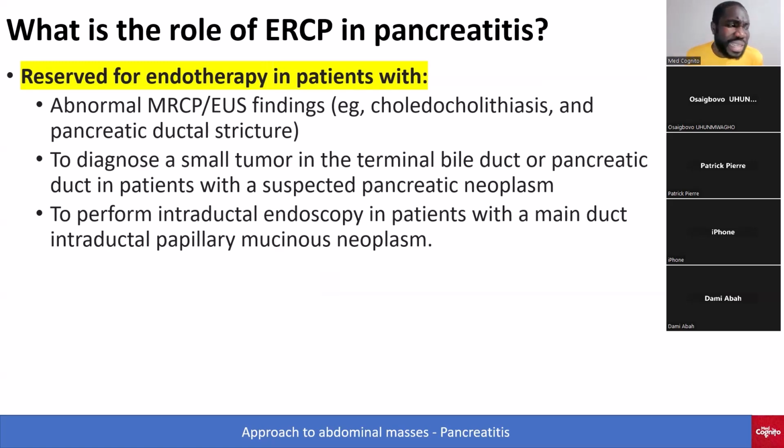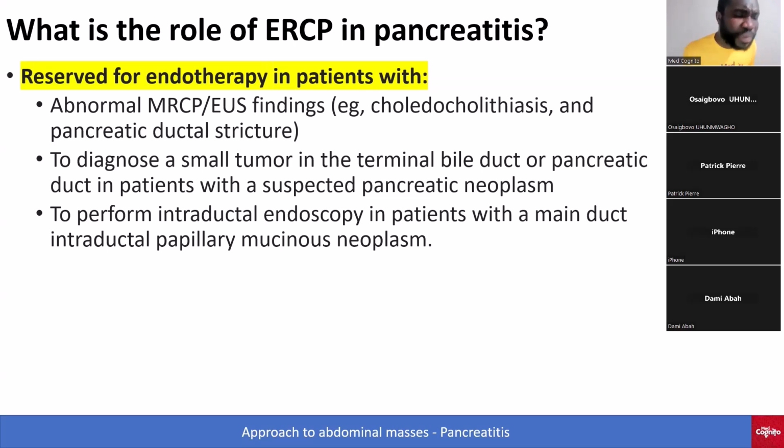Now, somebody may ask, but I thought endoscopic retrograde cholangiopancreatography rather is good. You realize that we are concerned about that because it has a lot of complications. And who should get endoscopic retrograde cholangiopancreatography proper? It is patients who have abnormal magnetic resonance cholangiopancreatography and endoscopic ultrasound findings. If those two are abnormal, then you want to do ERCP.